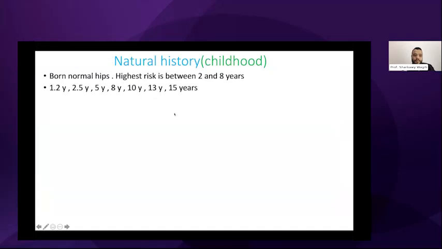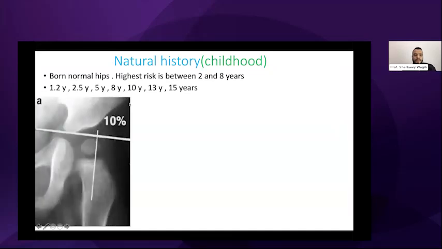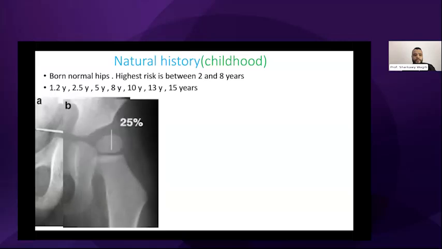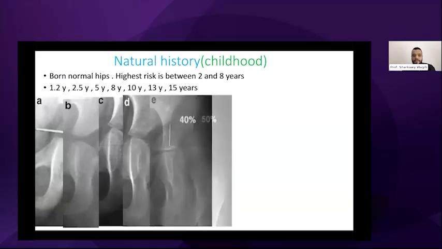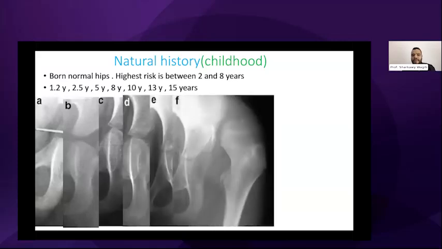As we saw before, they are born with a normal hip. The highest risk is between 2 and 8 years. We will show now the natural history of the CB hip without any treatment. They are born with a migration percent that is normal, 10%, then 2.5 years, 5 years, 8 years, 10 years, 13 years, and 15 years. They have complete dislocation. This is the natural history of CB hip dysplasia.